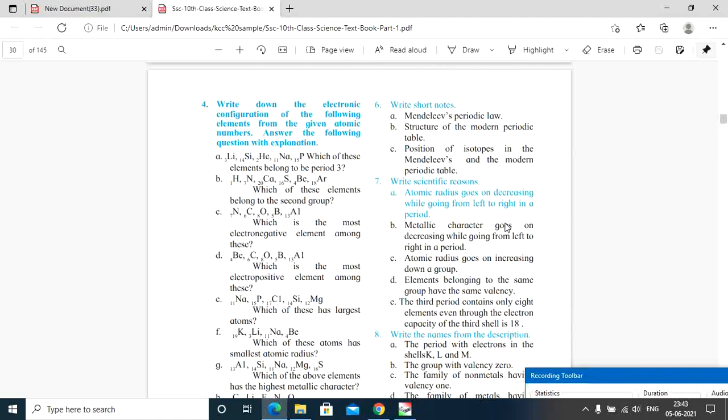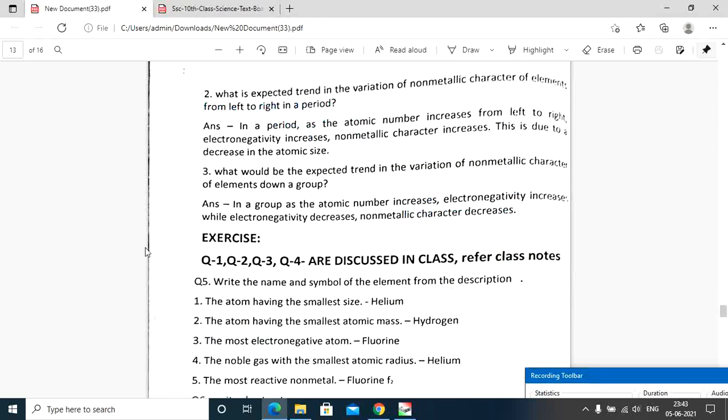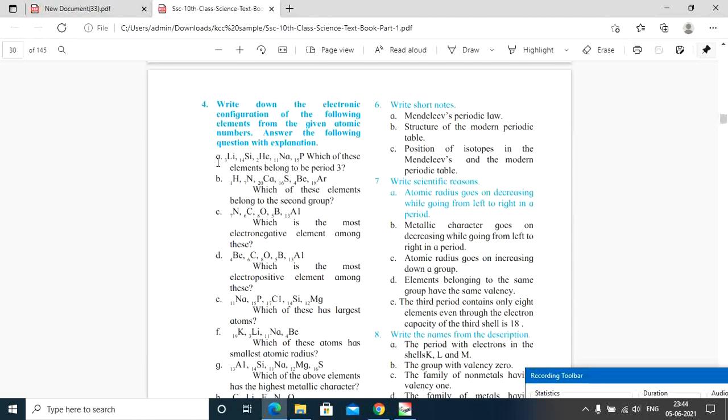Okay. Write down the electronic configuration of the following elements from the given atomic number and answer the following questions with explanation. I'm so sorry. They have said question 1, 2, 3 and 4. This is question 4. Lithium, silicon, helium, Na. Okay, so this is 3, 14, 2, sodium is 11 and P, phosphorus is 15.